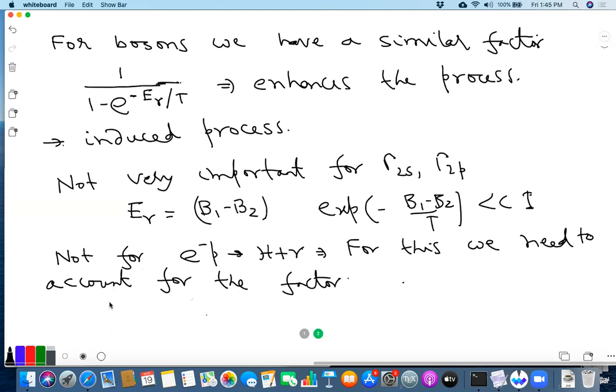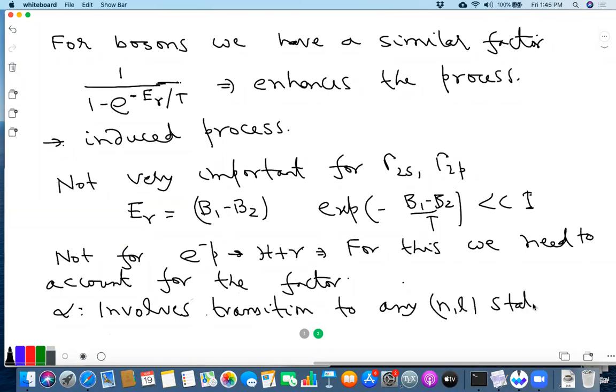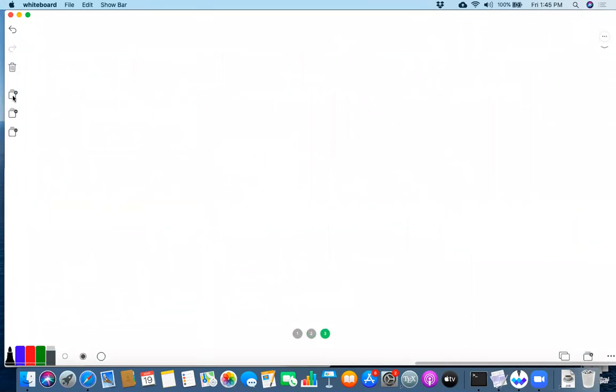Okay, so the other complication, of course, is that this alpha involves transition to any of the states, transition to any nl state with n greater than or equal to 2. So it needs some of our final states. I'll not discuss much of this, but you can find a more detailed discussion in Weinberg's book, where you'll also find references for this.